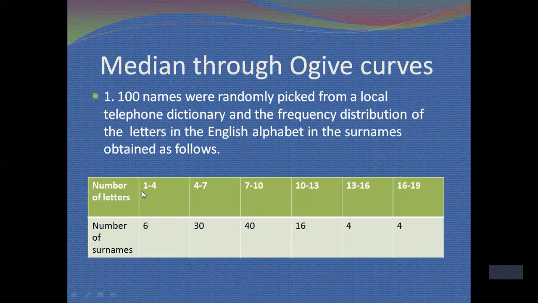For that question, 100 names were randomly picked from a local telephone directory, and the frequency distribution of the letters in the English alphabet in the surnames was obtained as follows. Number of letters: 1 to 4, 4 to 7, 7 to 10, 10 to 13, 13 to 16, 16 to 19. Number of surnames: 6, 30, 40, 16, 4 and 4. Let us see the table.